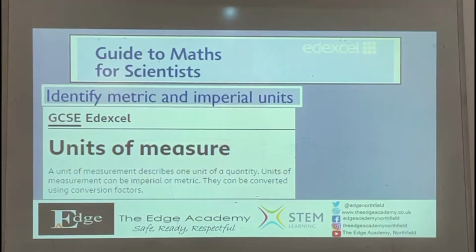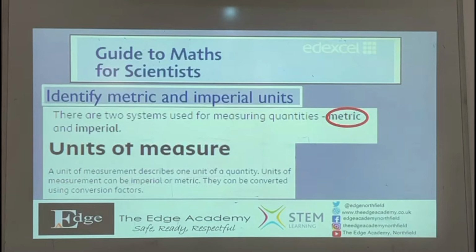So, the first learning objective. We need to understand that a unit of measurement describes one unit of a quantity. Units of measurement can be imperial or metric. So we need to be able to distinguish between the two. Metric is the ones that you are probably more familiar with, such as centimeters and meters, and imperial may be some of the measurement types that you haven't heard of as much, such as yards, ounces, and feet.